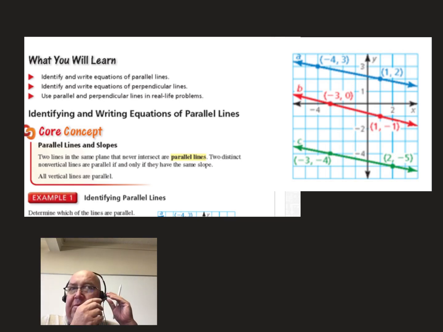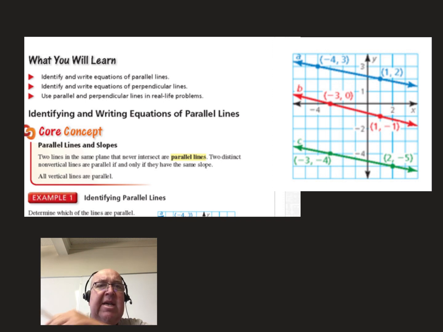In section 4.3, we're going to be working with parallel and perpendicular lines. So first off, parallel lines are lines that contain the same slope, meaning that they're never going to intersect or cross each other.